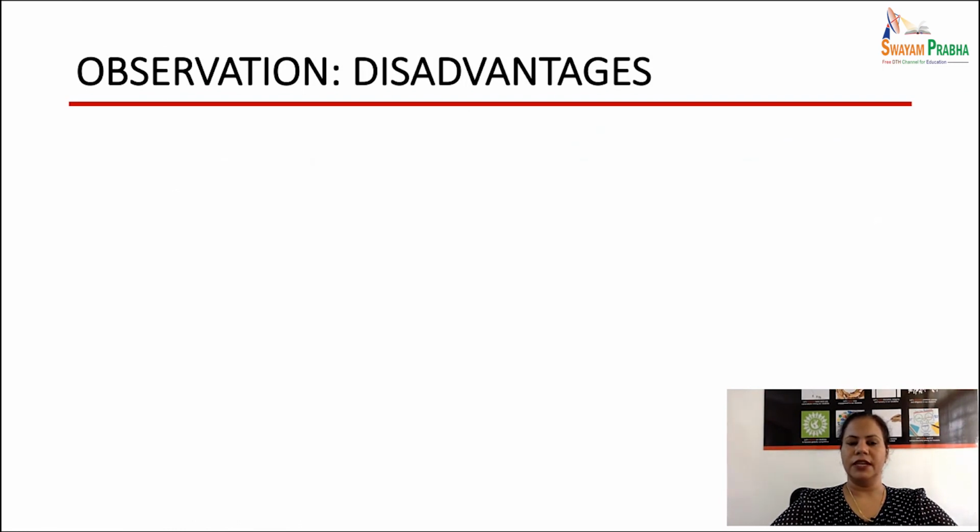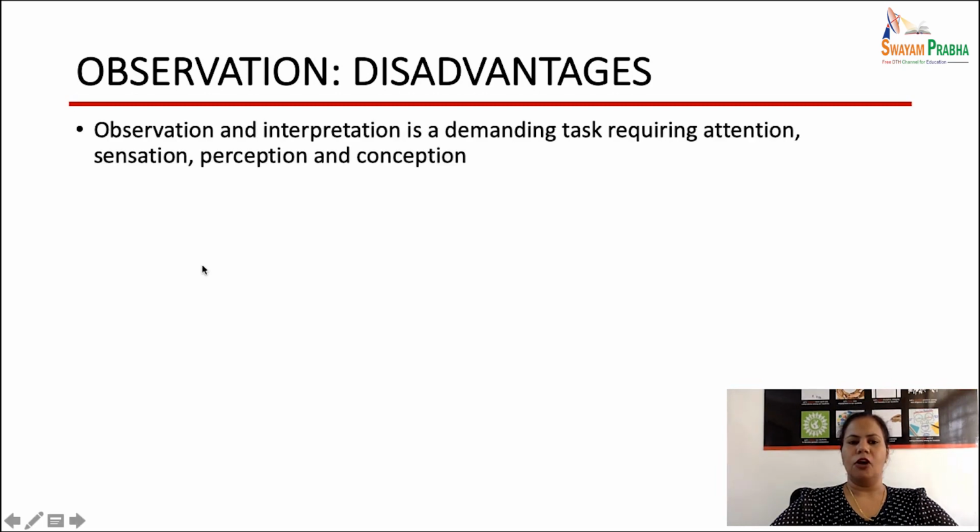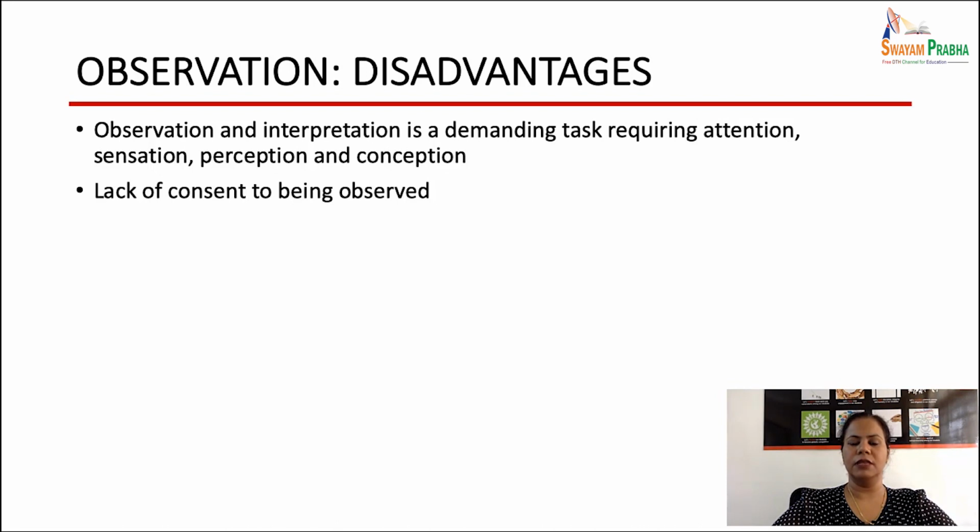Now let us talk about the disadvantages of observation. Observation and interpretation is a demanding task, so you need to know exactly what you will be observing, and you need to be attentive while observing. Your sensation, perception and conception have to be really good. It is a demanding task, and everybody may not be a good observer. Then there is lack of consent to be observed. This is an important problem with observation: if you are using concealment, then it is not ethically right, because you are not taking consent of the people whom you are observing.